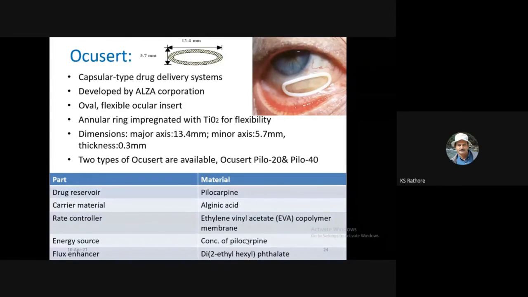The drug reservoir material is pilocarpine. The carrier material here is alginic acid. The rate controller membrane is made up of ethylene vinyl acetate copolymer membrane. The energy source here is the concentration of pilocarpine. How much concentration of pilocarpine? That is the energy source. And the flux enhancer in this Ocusert is di-2-ethylhexyl phthalate.